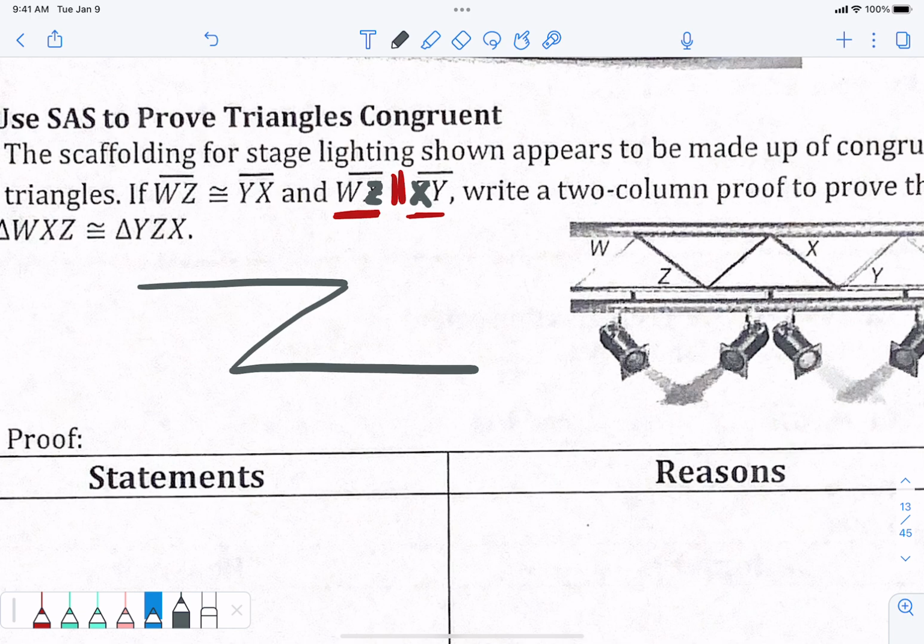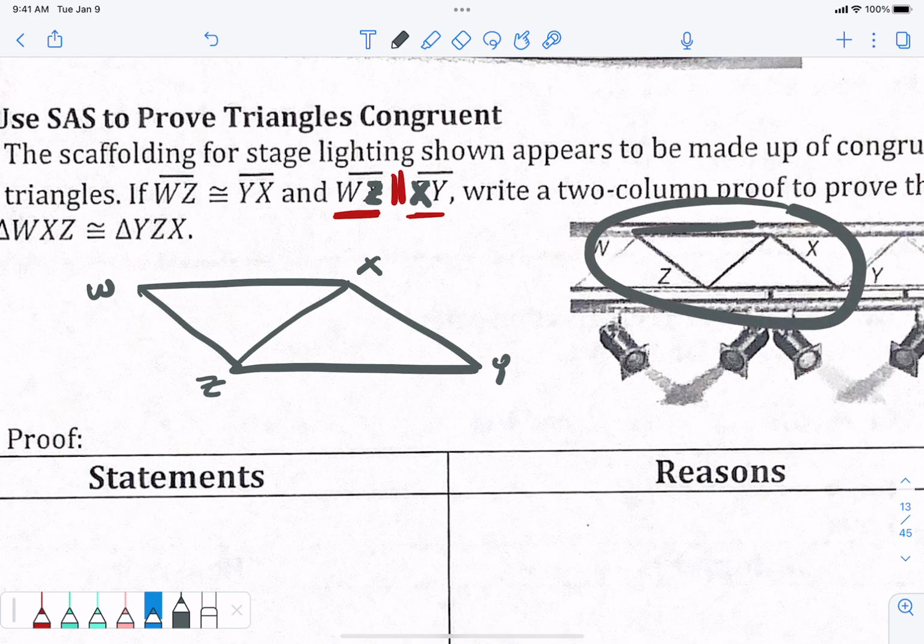I'm going to draw this diagram a little bit better, a little bit bigger. You don't have to redraw it. I'm just redrawing it, and I'm zooming in on the part that they're looking at, like this chunk right here. That's the part we're looking at, those two triangles. But it does have a typo, so fix that typo in the paragraph.